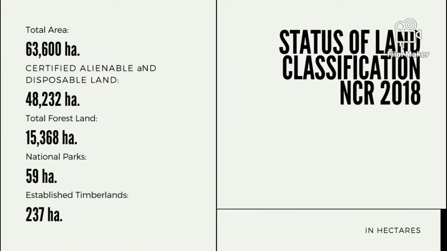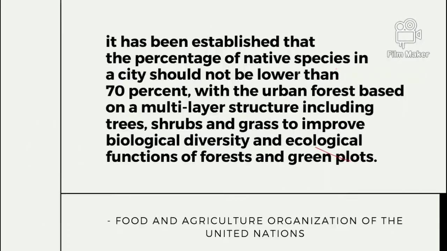According to the status of land classification of NCR in 2018, surveyed by the DENR, the total area of NCR is 63,600 hectares. The certified alienable and disposable land is 48,232 hectares. That land can be disposed into greenery or forestry, but the total forest land of NCR is only 15,368 hectares. The national park is 59 hectares and the established timberland 237 hectares.